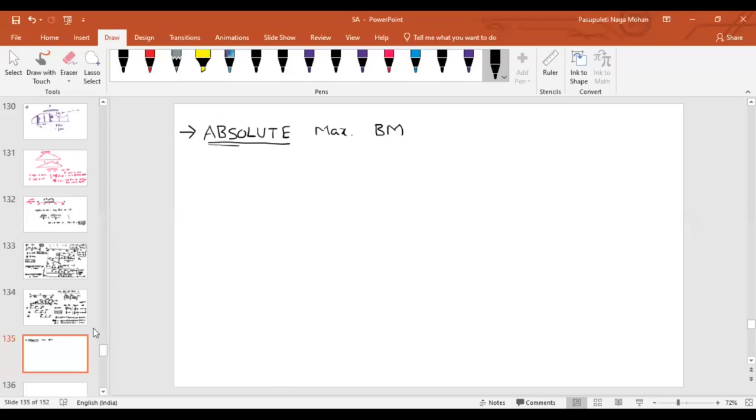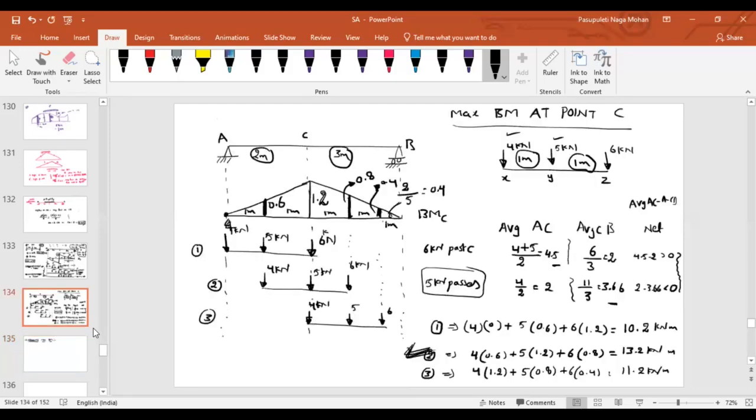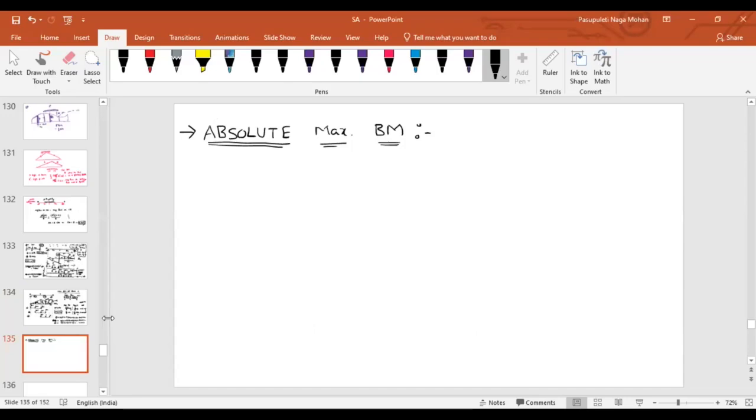What is the difference between the previous case and the present case? What is the difference between absolute maximum bending moment and maximum bending moment at point C? Can you justify the difference between these two? Maximum bending moment at point C and then absolute bending moment. By the name itself, what are you going to get? Only the positive value, sir.